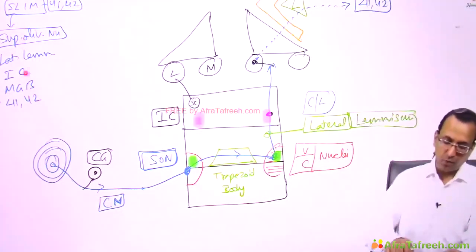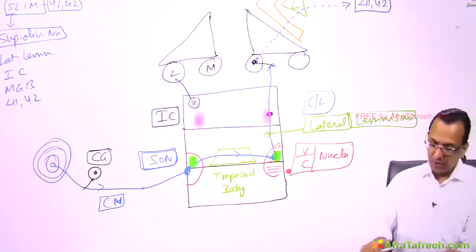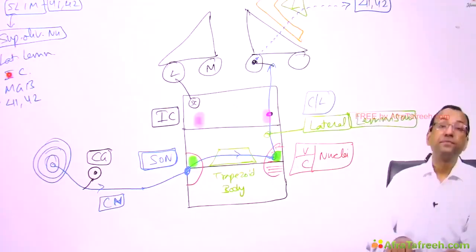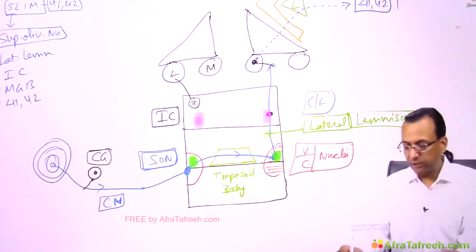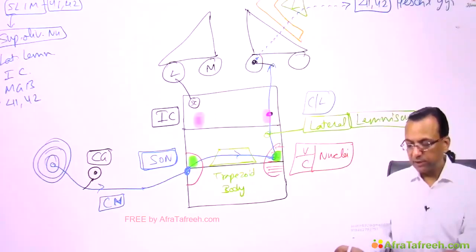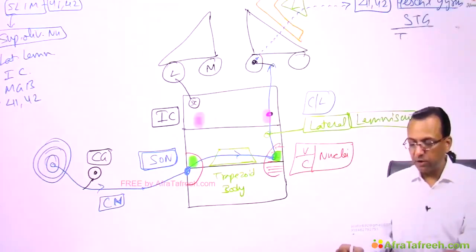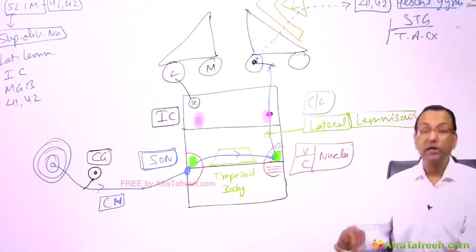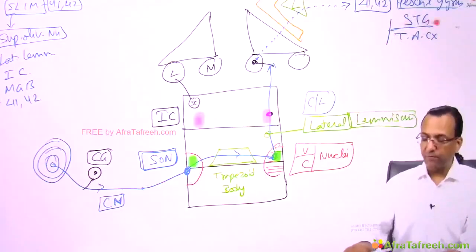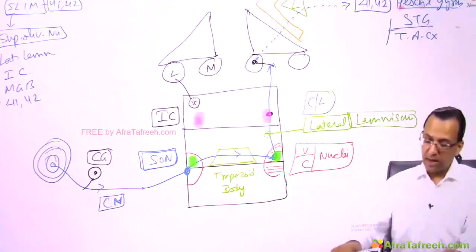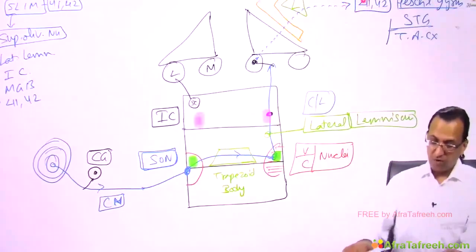SLIM 41, 42. What is S for? Superior olivary nucleus. What is L for? Lateral lemniscus. What is I for? Inferior colliculus. What is M for? Medial geniculate body. And what is 41, 42? It is the Heschl gyrus, the superior temporal gyrus, the temporal auditory cortex, Brodmann areas 41 and 42. That's where the sound will be finally localized.